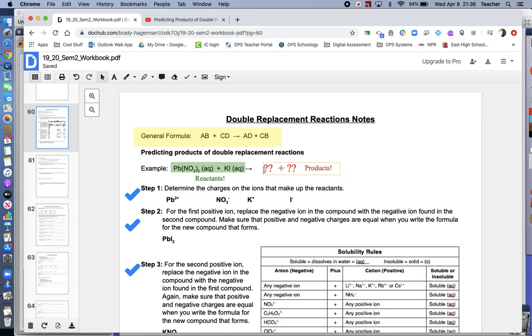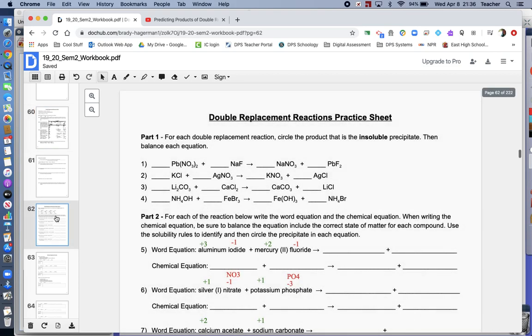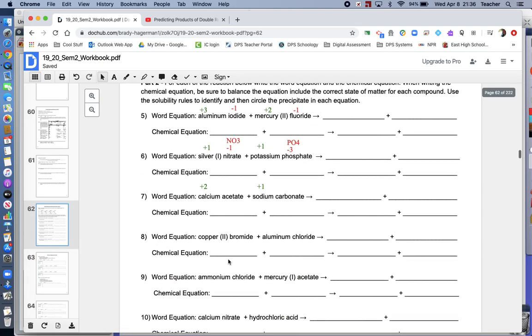And it asks you to predict the product of this particular reaction. Here are the reactants, here are the products. It gives you the steps of how to predict the products, right? Step 1, step 2, step 3. That's pretty much showing you what this video just showed you. I want to skip down, though, to another page, and go to page number 56.